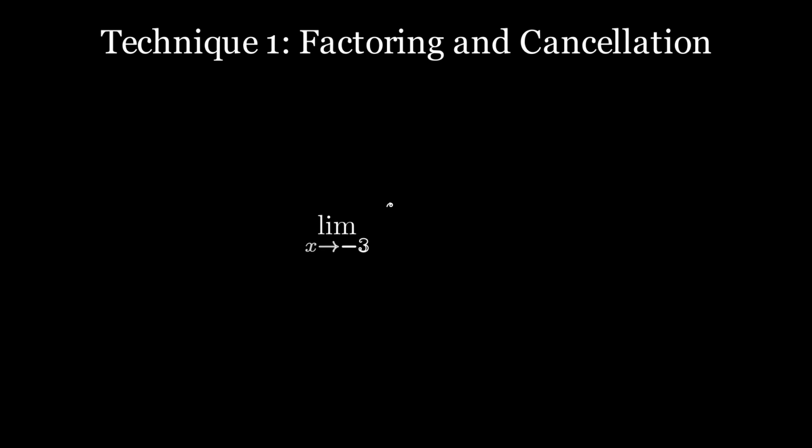The first is, well, the one we just covered right now, cancellation. Essentially, if you have a limit of a rational function, and if you can factor and cancel out some of the stuff, you might be on your way to getting your answer. So let's try an example. Say that you have the limit of this expression on the screen as x approaches negative 3.